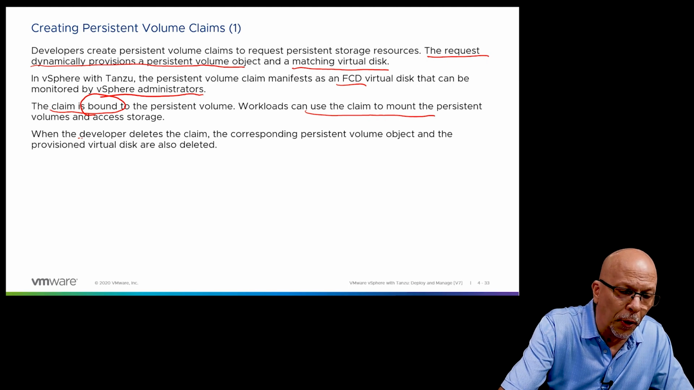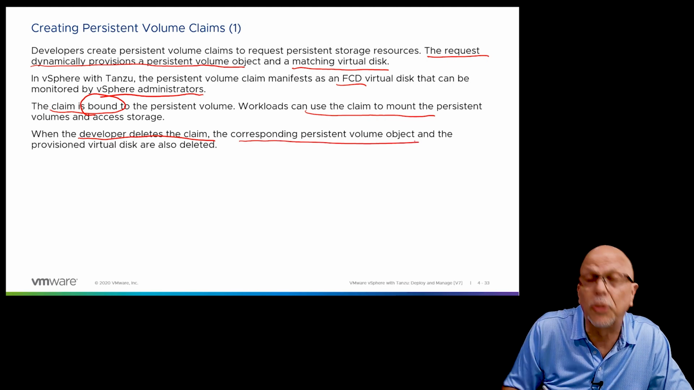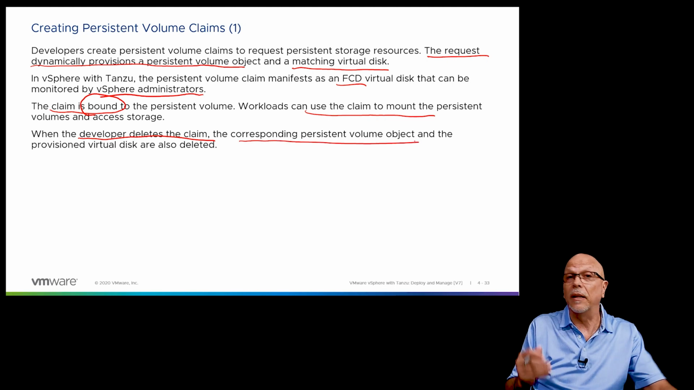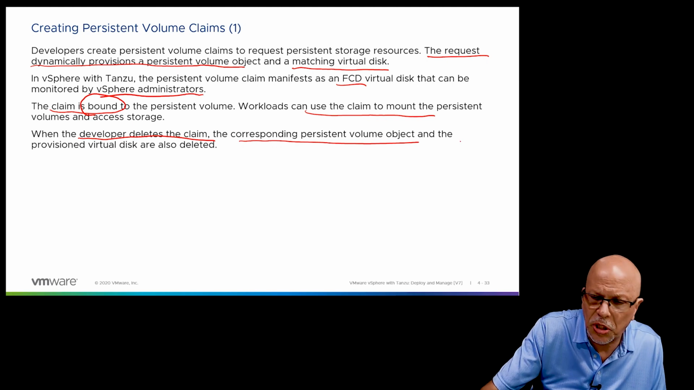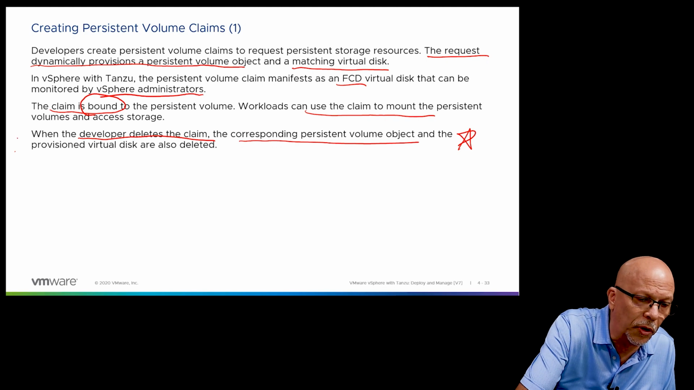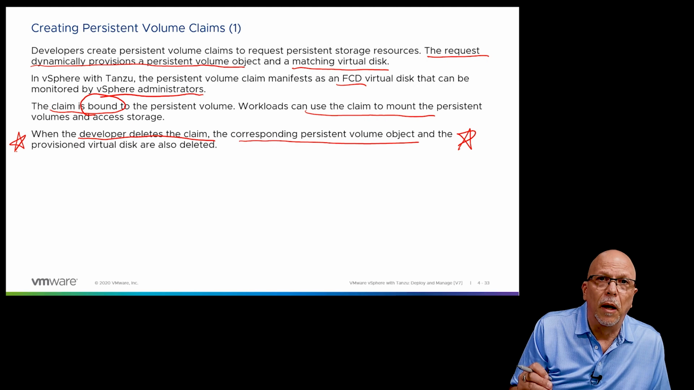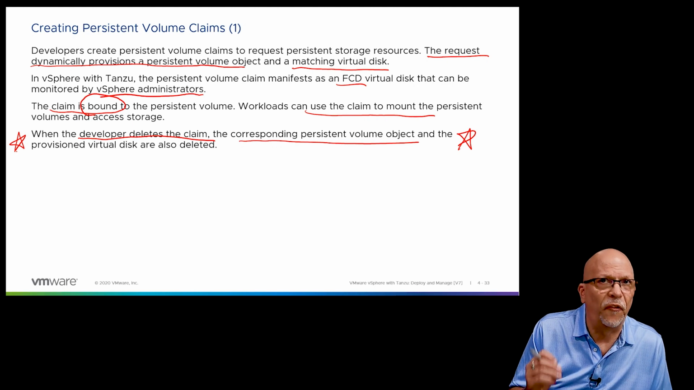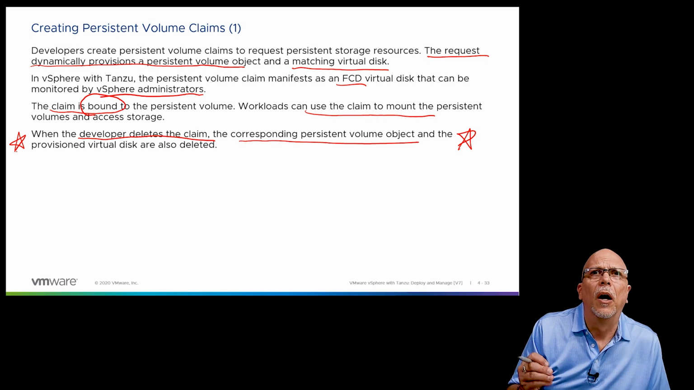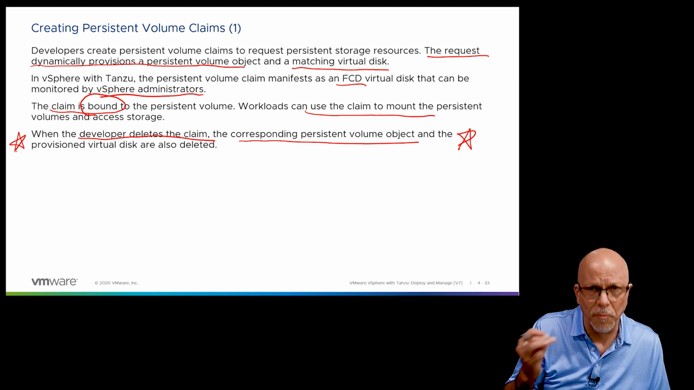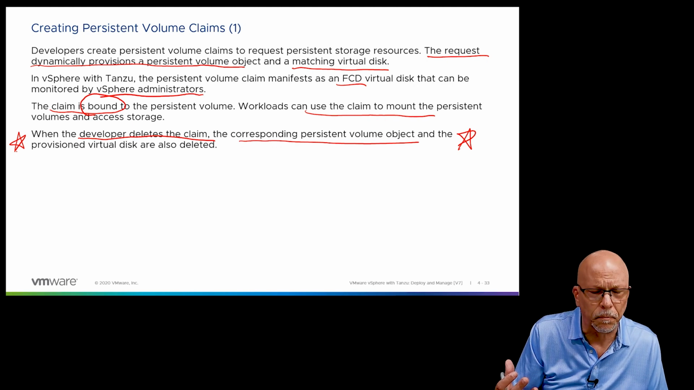When a developer deletes the claim, the corresponding persistent volume object and its disk are also deleted. So this needs to be approached with a little bit of caution. Deleting a PVC is effectively the same thing as deleting a virtual machine from disk. In other words, you're not removing it from the inventory, you're deleting it from disk.